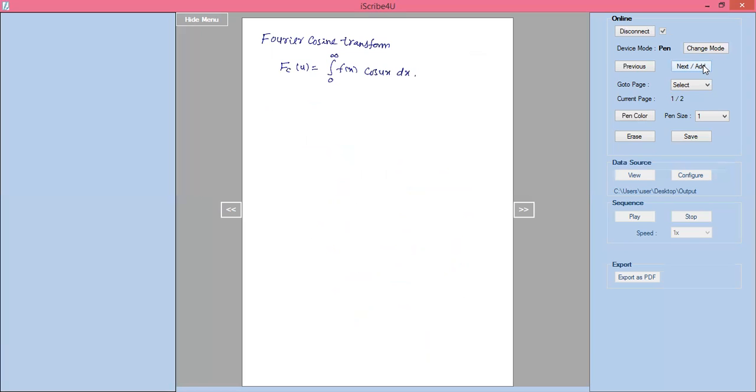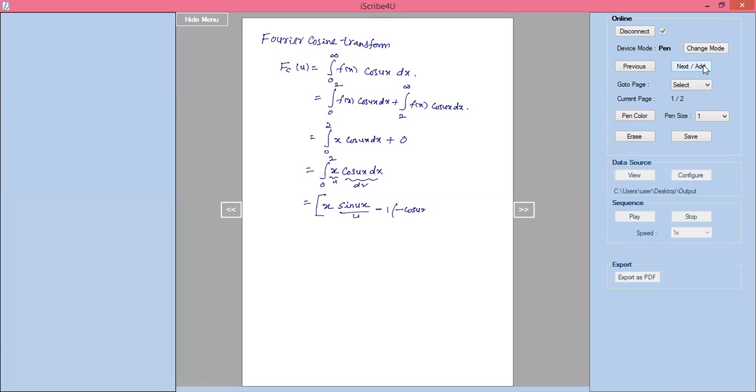Now, according to the previous one, I'll write integration of 0 to 2 f of x into cos ux into dx plus 2 to infinity f of x into cos ux into dx. Now integration of 0 to 2: f of x is x into cos ux into dx, and the second term is 0. Now integrating x into cos ux, u is x and this one is dv. Integration of cos ux is sine ux divided by u, minus the differentiation of x, which is 1, into the integration of sine ux, which is minus cos ux divided by u square.